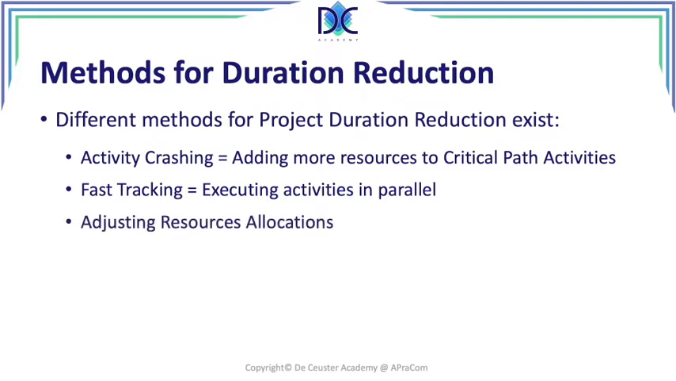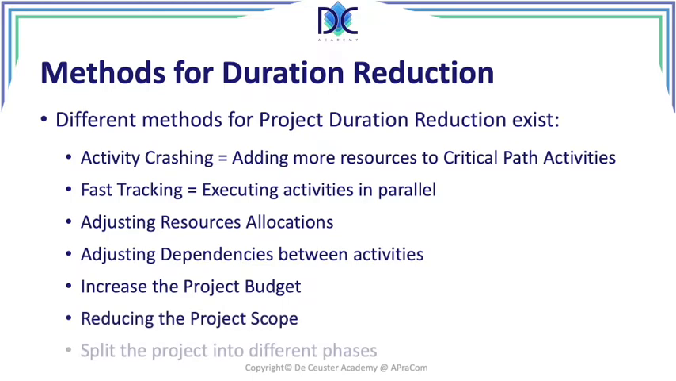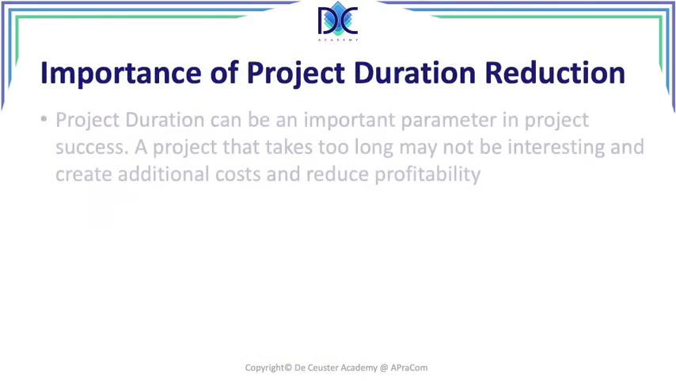Those are the main methods that we have considered before, but we can also look at adjusting resource allocations. We can look at adjusting dependencies between activities. We can increase the project budget so that we don't really need to do the duration reduction. We can reduce the project scope or split a project into different phases. So these are different methods that we can use to take into account that we have a problem with the duration of the project, and there are some activities that we can do. In this video, we will mostly talk about activity crashing and fast tracking.